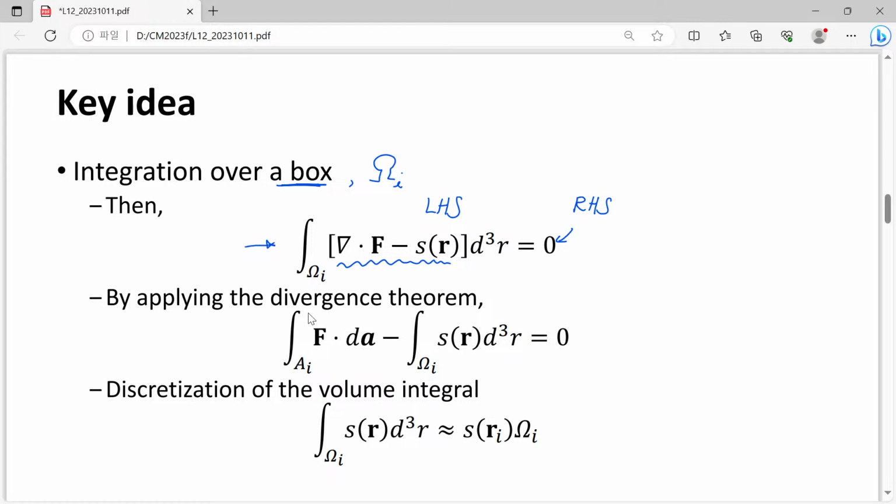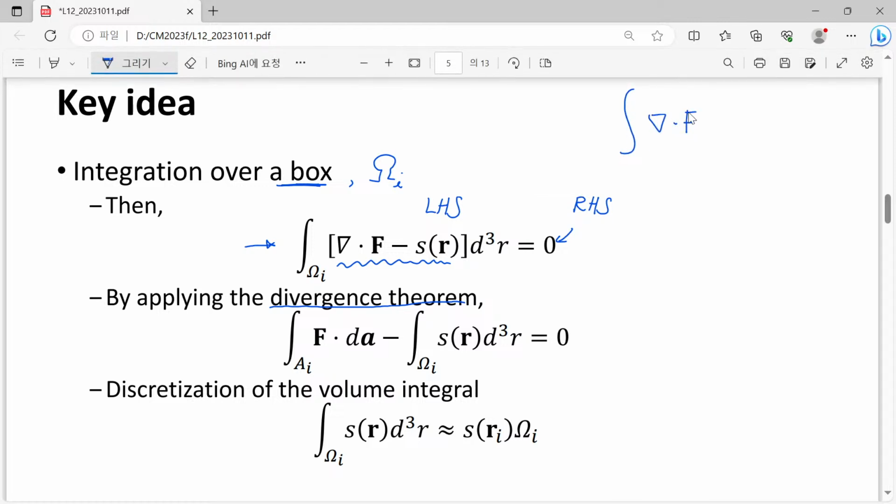And we must apply the divergence theorem. The divergence theorem simply means that when we integrate the divergence of a vector field over a certain volume, it can be expressed as just a surface integral of the same vector field over its surface.